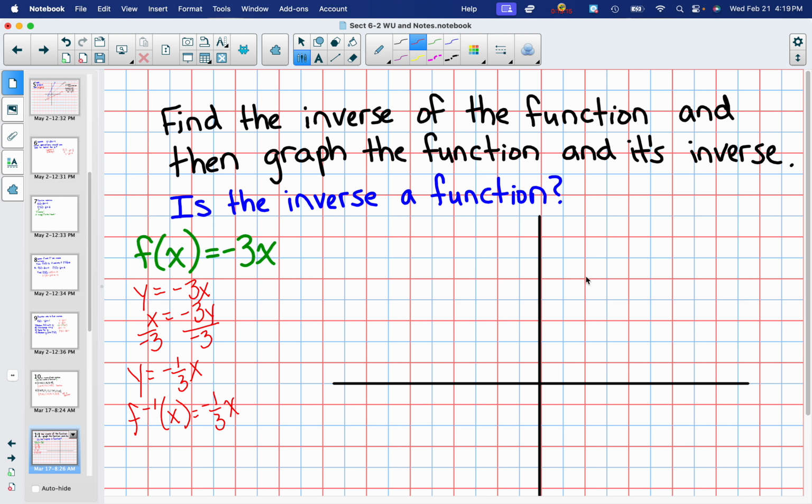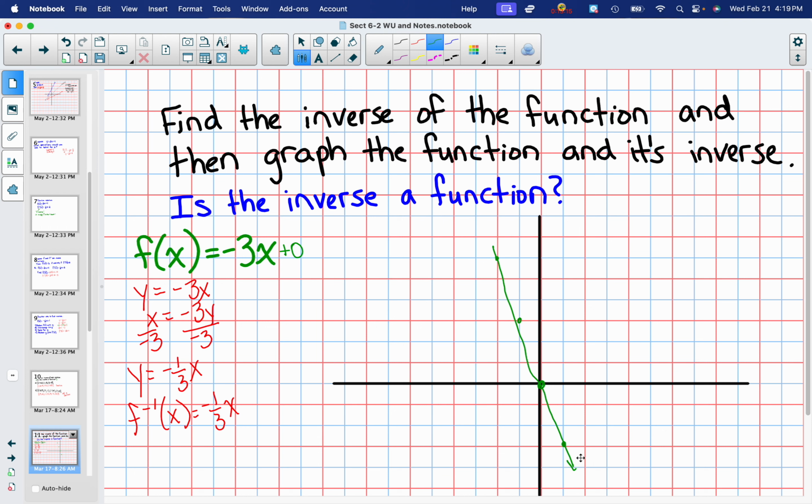So here is my inverse function. For the first one, this is like having plus 0. So my y-intercept is 0, 0. My slope is negative 3, so down 3 over 1, or you could go up 3 and to the left 1, and we get our graph.